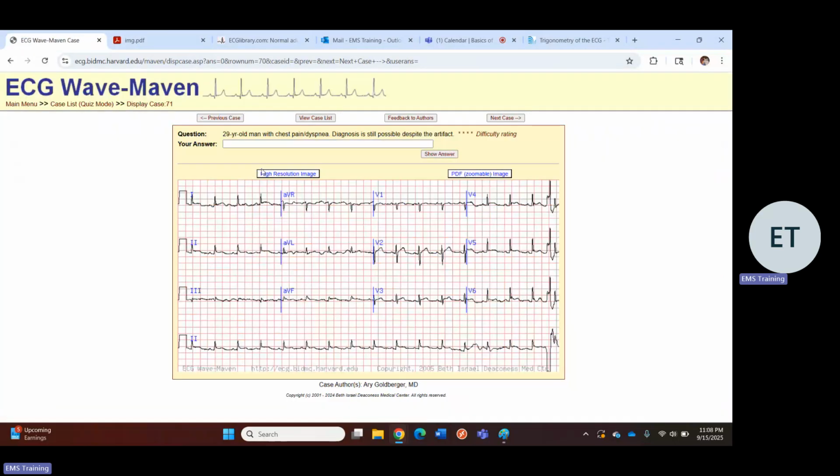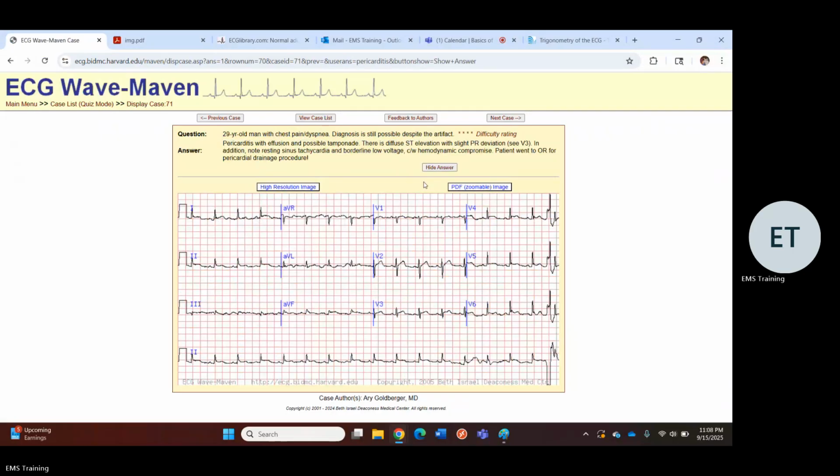29-year-old male with chest pain. It's pericarditis. Oh, with the effusion of possible tamponade. Interesting. There's diffuse ST elevation with slight PR deviation. We do see that. In addition, note the resting sinus tachycardia and borderline low voltage. Okay, that explains that. Yep.